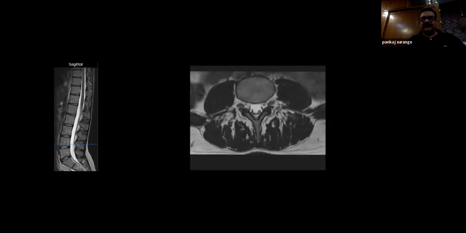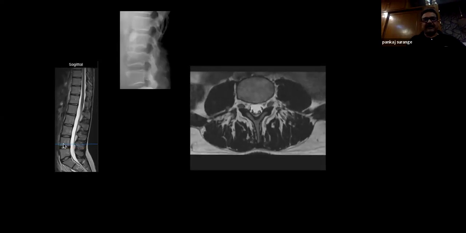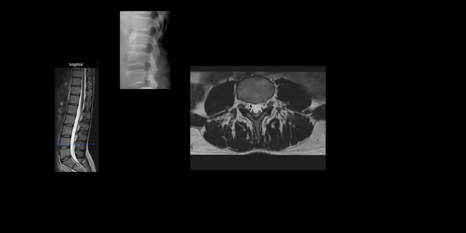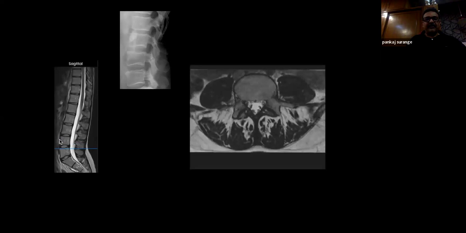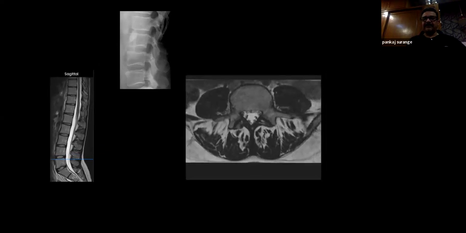Suppose there is a migration, upwards migration. Suppose there is a migration over here, upward migrated. Okay, so in this case, in this section, we will be able to see the fragment over here. Okay, understood? Similarly, if it is down migration, we will be able to see the herniation over here at this level also. Okay, understood?